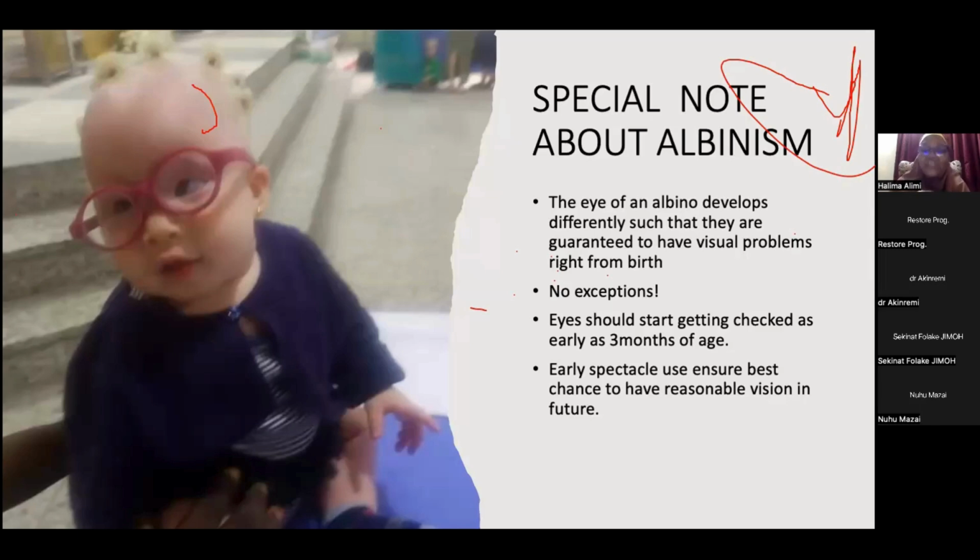By 3 months of age, they need to start checking, and very frequently thereafter. Probably shouldn't be yearly. This should be probably 3 monthly or 6 monthly in this case, because of the special situation that they have. And so it's important to ensure early spectacle use. That's their best chance to have reasonable vision, because they have many other issues with their eyes. And so we need to take the refractive error part out of it so they can end up with reasonable vision that will allow them education and function reasonably in life.